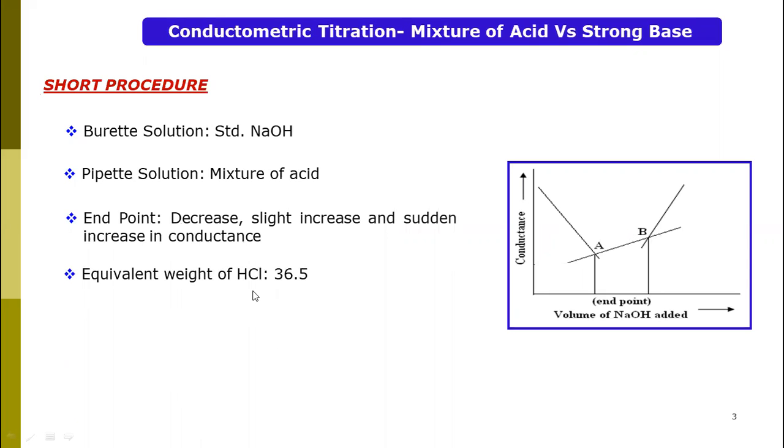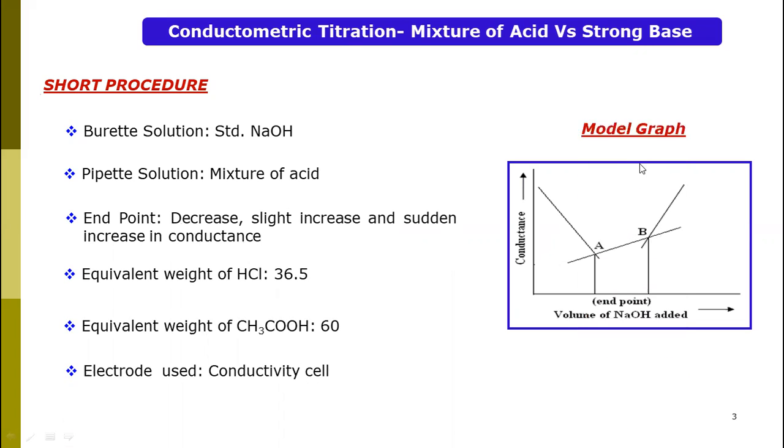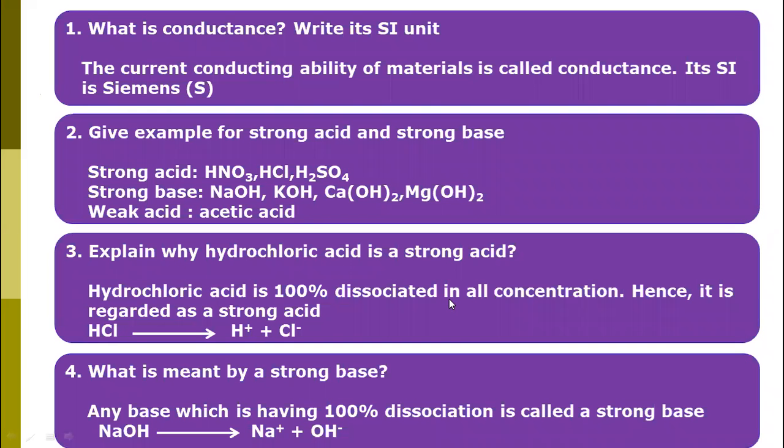The equivalent weight of HCl is 36.5, equivalent weight of acetic acid is 60, and the electrode we use is the conductivity cell. And this is the model graph for mixture of acid. So we'll take volume of NaOH in x-axis and conductance in y-axis. This graph is very important because this short procedure, the 6-point and this model graph includes the particular titration. So next we'll discuss the Viva-Voce question.